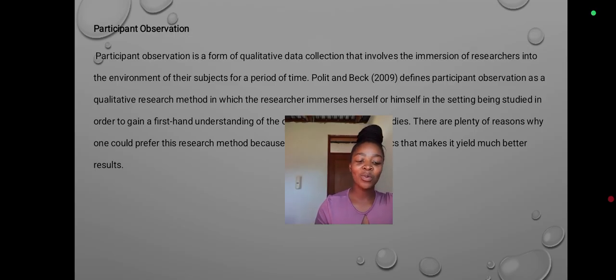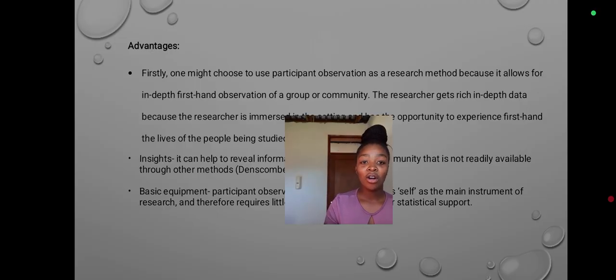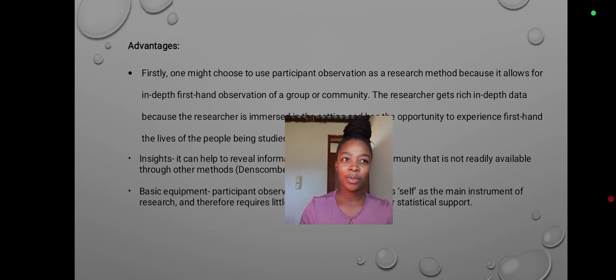There are plenty of reasons why one would prefer this research method. Because of its unique characteristics, it yields much better results. The advantages of participant observation. Firstly, one might choose to use participant observation because it allows for in-depth first-hand observation of a group or community. The researcher gets rich, in-depth data because the researcher is immersed in the setting and has the opportunity to experience firsthand the lives of the people being studied.